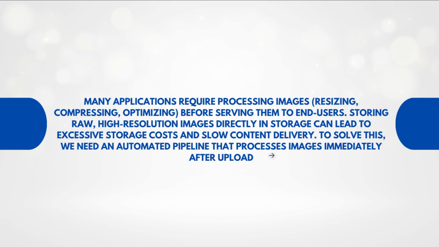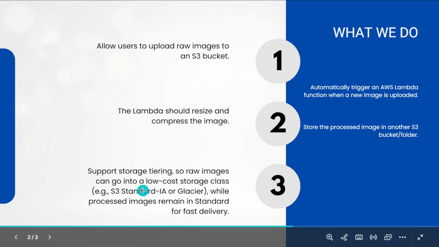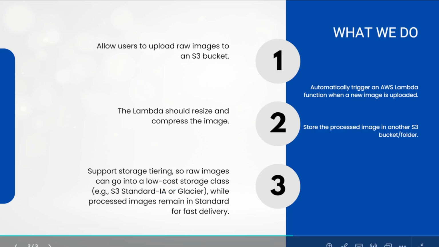Okay, so this is the step we are going to do in AWS. So what will be the steps? First, let users upload raw images to an S3 bucket. Then, once they upload, automatically trigger an AWS Lambda function when a new image is uploaded. Then the Lambda should resize and compress the image, and store the processed image in another S3 bucket or folder. We have some bucket policies that we have already learned about, right? Storage tiering and all. Those will be there when we set up any S3 bucket.